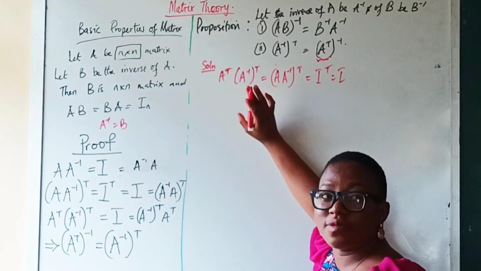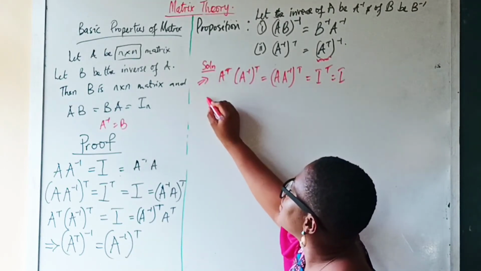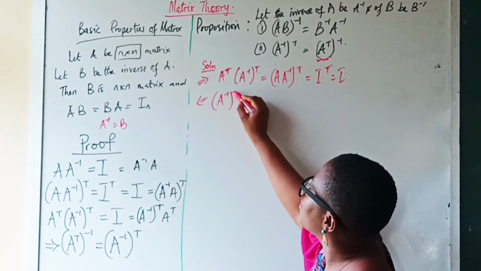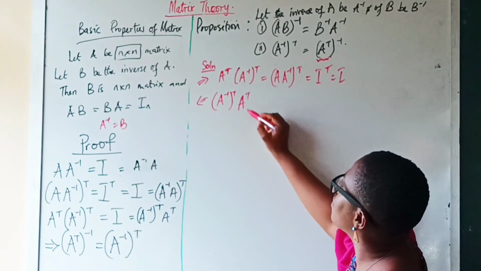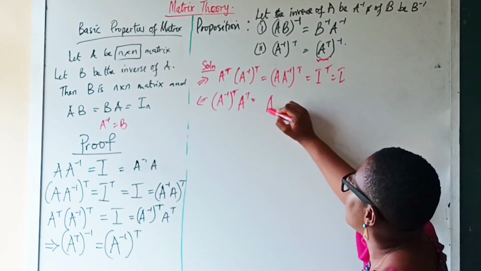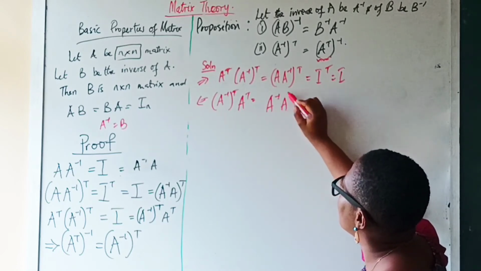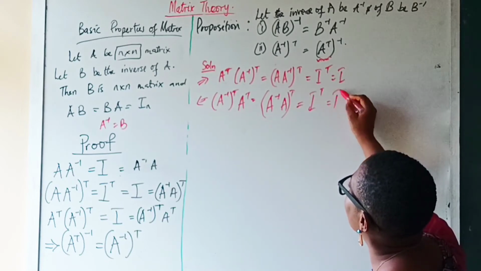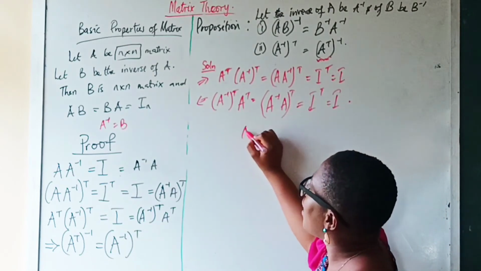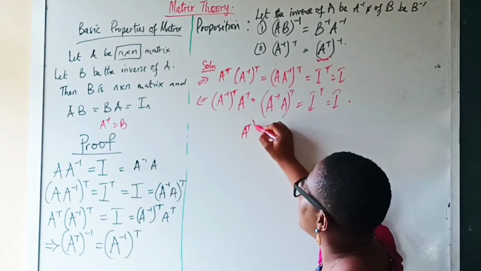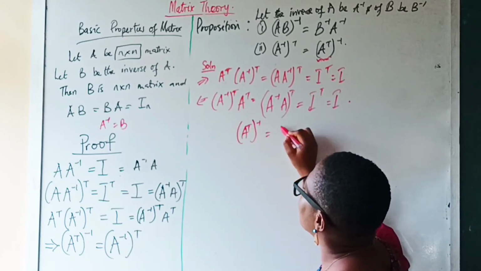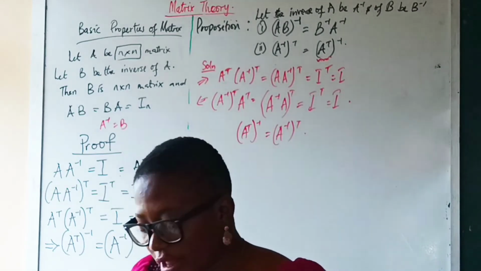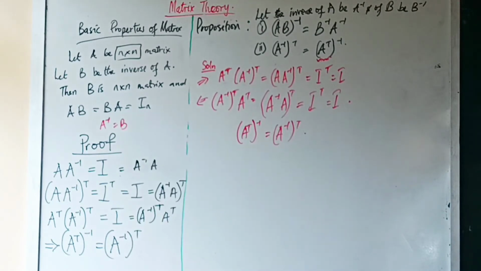So this is the first side. The next side, the backward, multiplying from the right, you multiply with A transpose. And you have the same thing: A inverse transpose times A transpose is equal to I transpose is equal to I. Now you can conclude that A transpose, the inverse of that is exactly A inverse transpose. So either you do it this way or you do it this way.